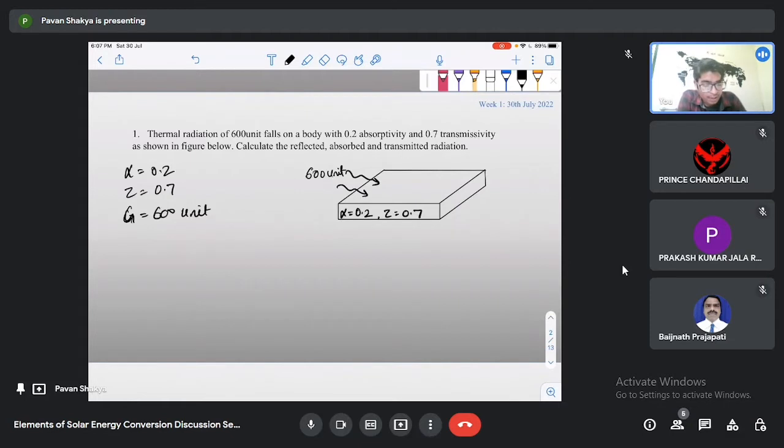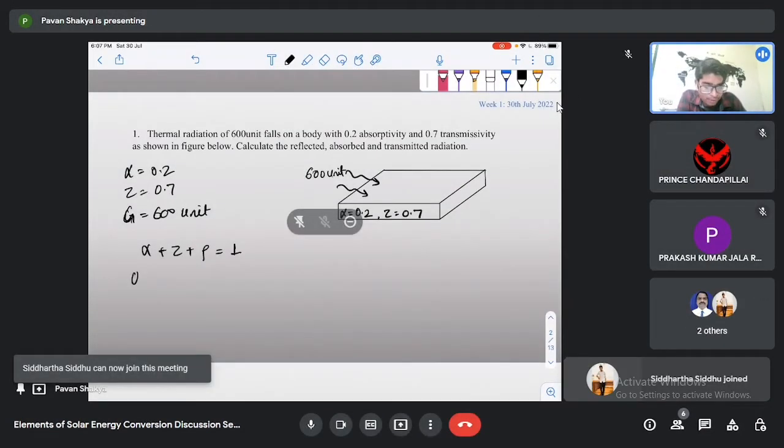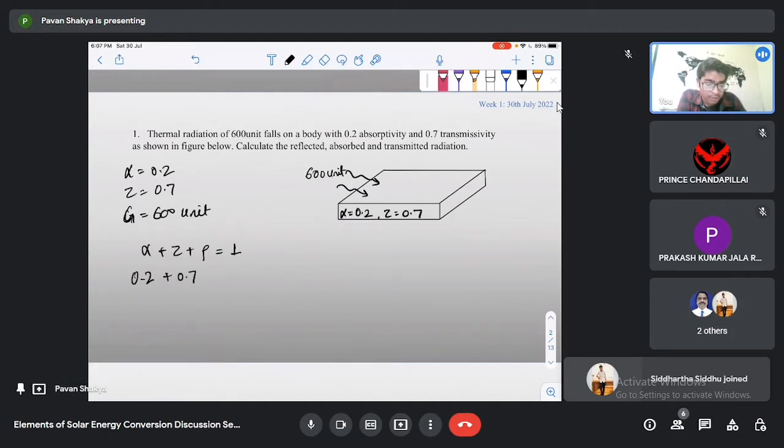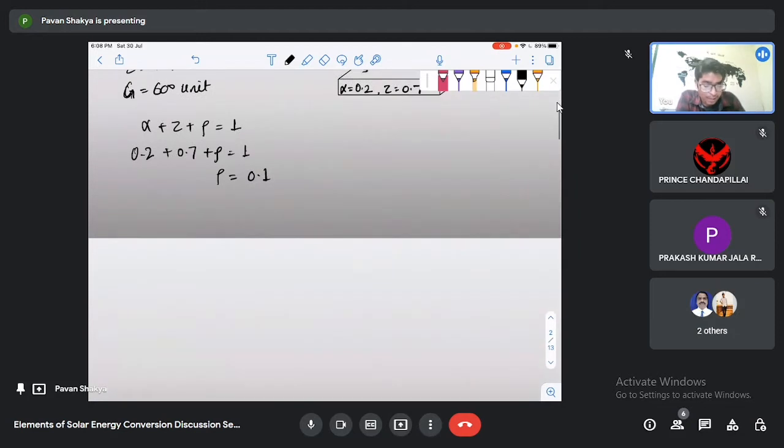To calculate the reflected radiation, first we need to calculate the reflectivity. The total radiation that falls on the body will be either reflected, absorbed or transmitted. Thus the sum of absorptivity, transmissivity and reflectivity will be 1. If we put alpha equal to 0.2 and tau equal to 0.7, we get reflectivity rho equal to 0.1. So the reflected radiation will be G_R equal to rho times the total radiation falling on the body, that is 0.1 into 600, which is 60 units.